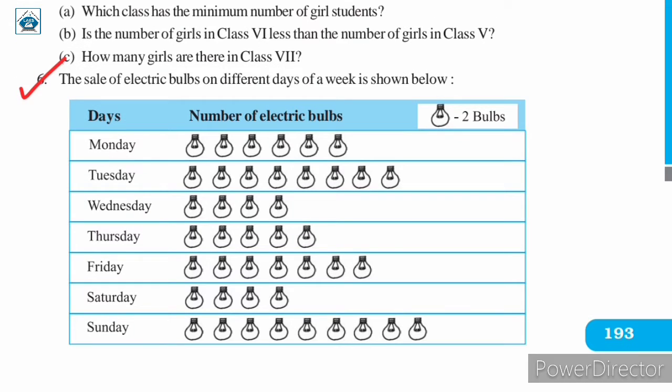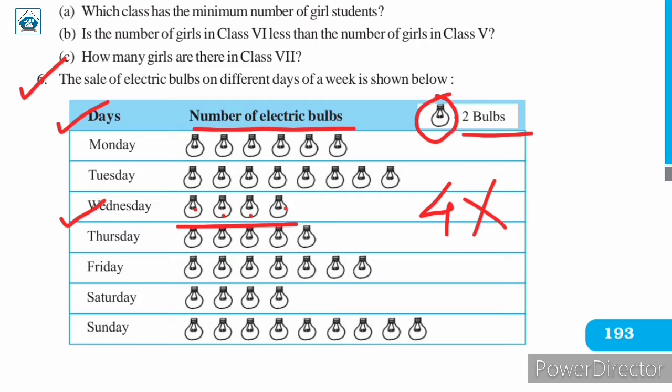Question number 6. The sale of electric bulbs on different days of a week is shown below. In this table, we are given days, number of electric bulbs, and here this picture represents 2 bulbs. That is, from this picture we can see on Wednesday there were 8 bulbs that were sold. यानी कि 1, 2, 3, 4 bulbs का picture दिया हुआ है and 4 means 4 into 2 क्योंकि 1 means 2. This diagram means 2 bulbs, so 4 into 2 which is equal to 8. So on the day of Wednesday, the sale of electric bulbs was 8.